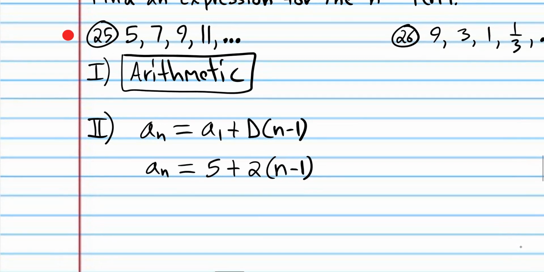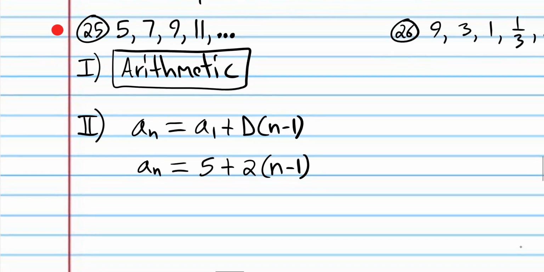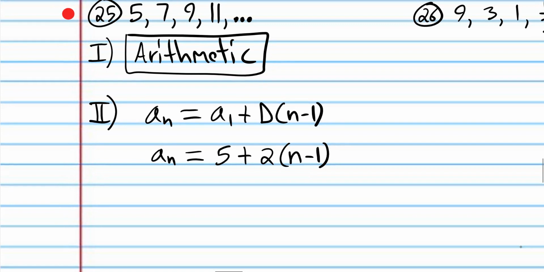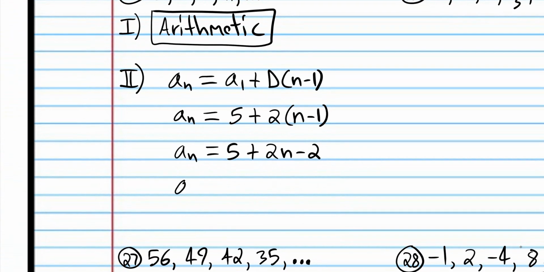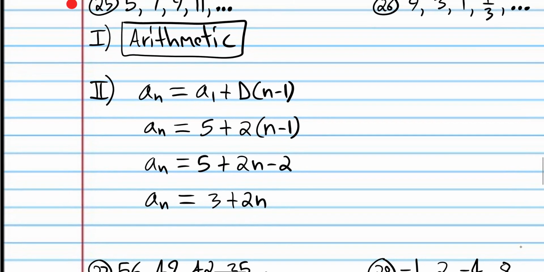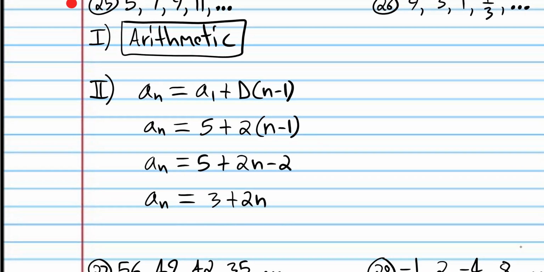but we're just leaving n. And so we're going to use the distribution property, and we get 2n minus 2. And then 5 minus 2 is 3. So we have our expression for the nth term of a sequence.